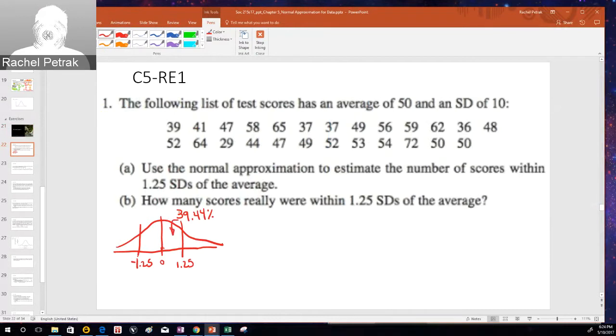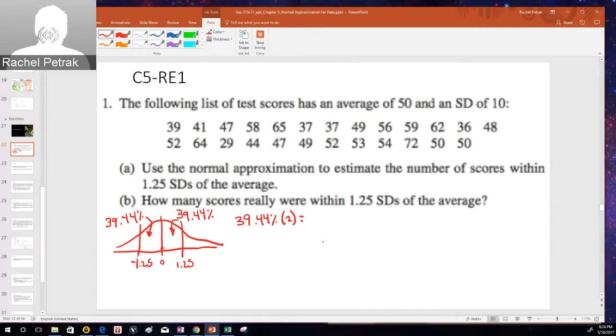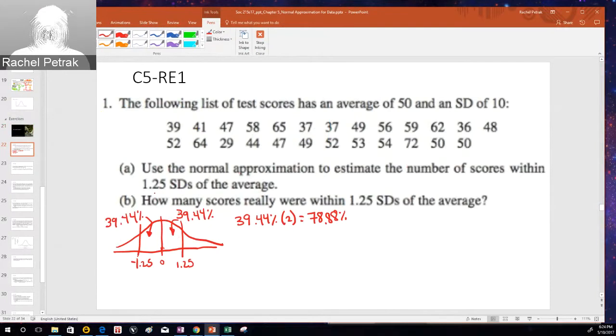So if this area is 39.44 and this area here, that means this area over here is also 39.44%. And so together, these two areas are equal to 39.44% times 2. And that's going to be 78.88%. And so that's our estimate of the number of scores within 1.25 standard deviations of average.